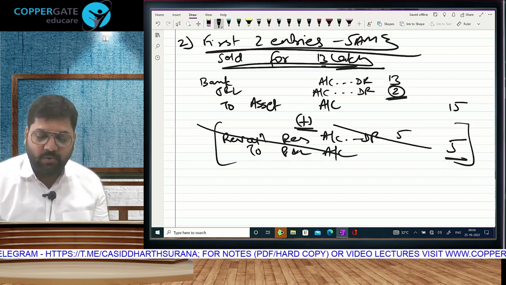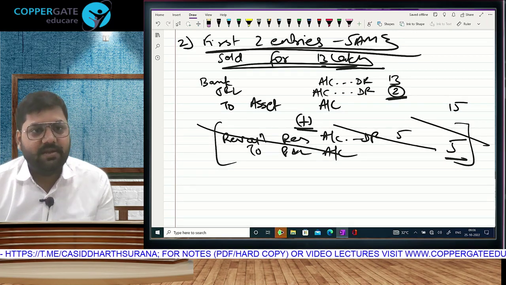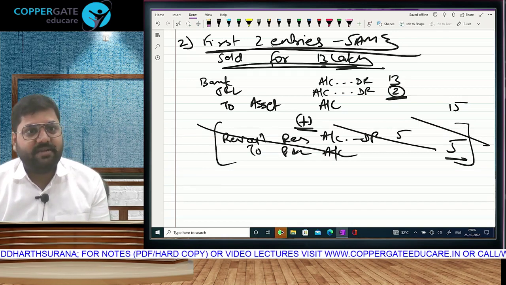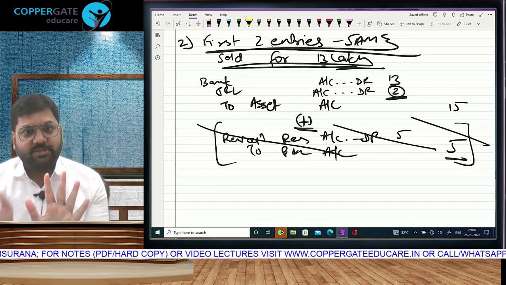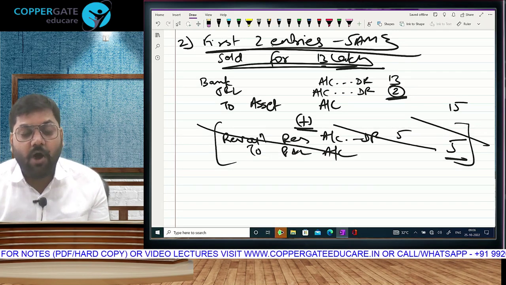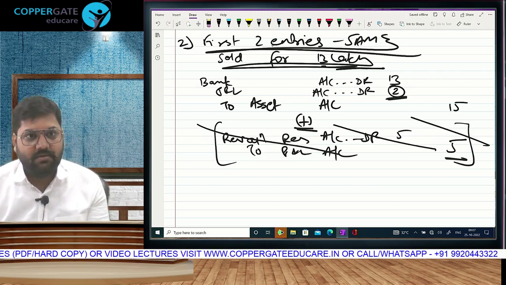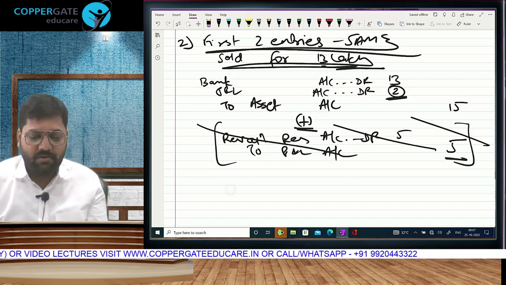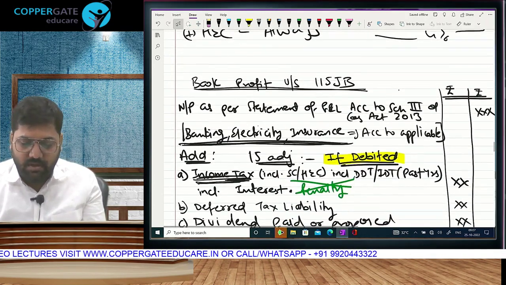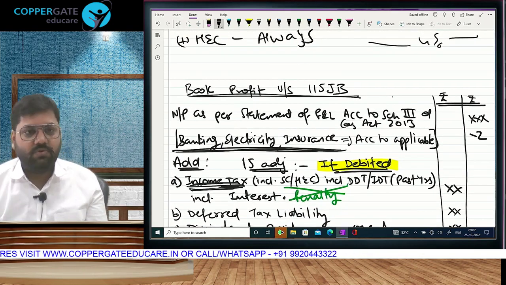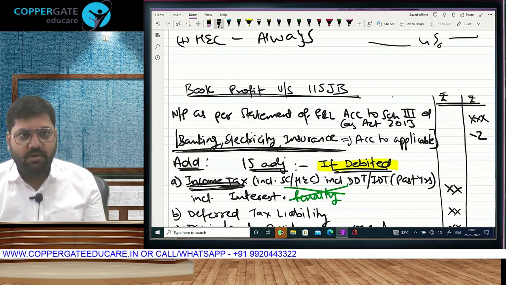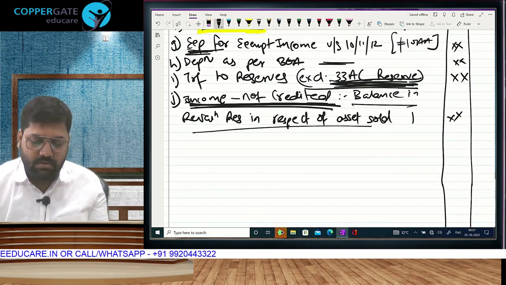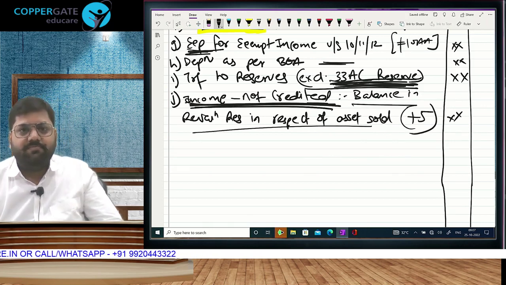But there is another assessee who has not passed this entry. Is there a mistake in the profit ka figure? What is the amount of that mistake? 5. Kaise? Positive 3 ko you are showing negative 2. So how will we rectify this mistake? Add kitna? 5 lakhs. Dekho. In the profit ka figure we have recorded minus 2. So add 5. Minus 2 will be rectified.